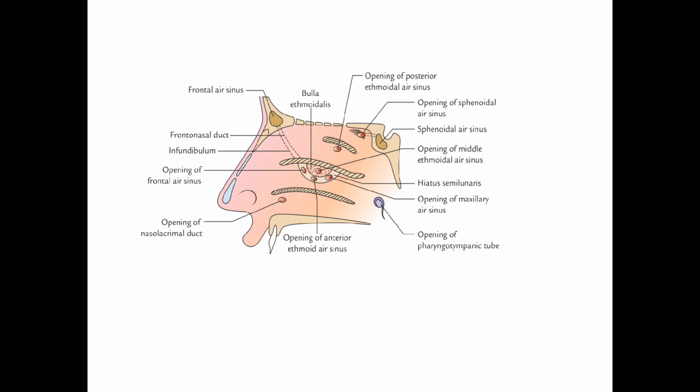The middle meatus has two parts. It has the hiatus semilunaris that has three parts. The anterior will take the F, which is the frontal air sinuses. The middle will take the A, which is the anterior ethmoidal air sinuses. The posterior will take the M, which is the maxillary air sinuses, and the bulla ethmoidalis will take the last E, representing the middle ethmoidal air sinuses.